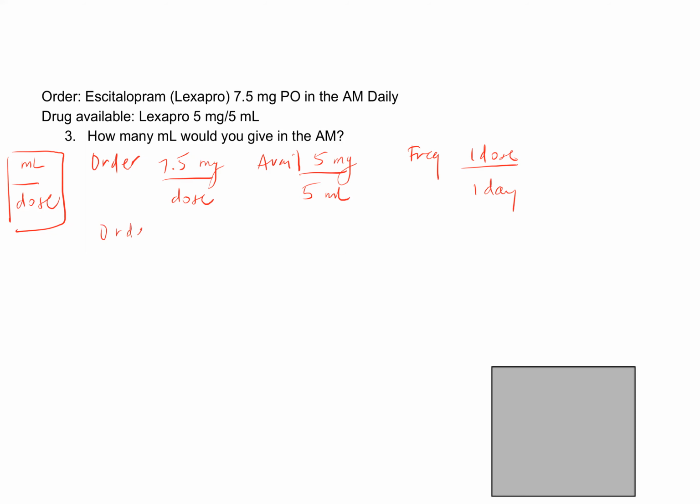Using our equation, order times availability, you have 7.5 milligrams per dose. You want to go ahead and put 5 milligrams in the denominator so your milligram units cancel, 5 mLs in the numerator, and you have 7.5 mLs per dose. Final answer for number 3.